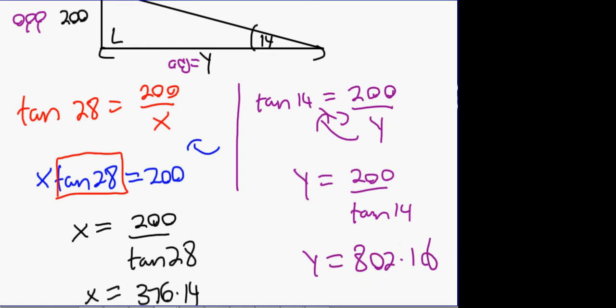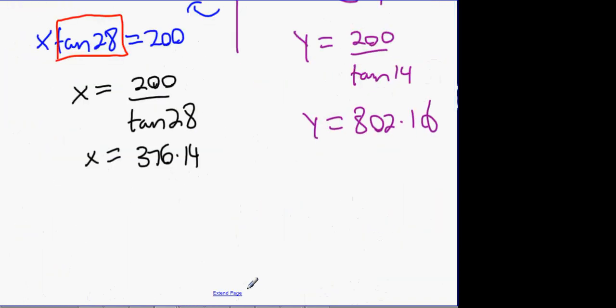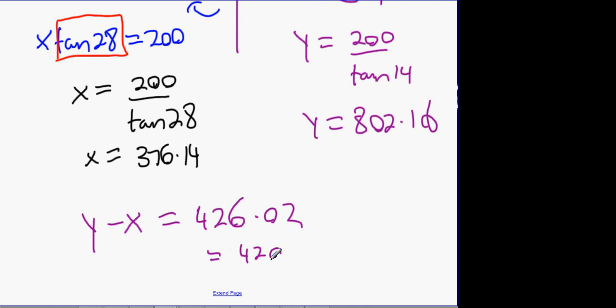Now how do I find out what this distance here is then? Subtract the two. So when I take the two of them away, y minus x is going to be 426. It's not rounded off to the nearest meter, is it? It'd be 426.02, and then it'd be 426 meters.